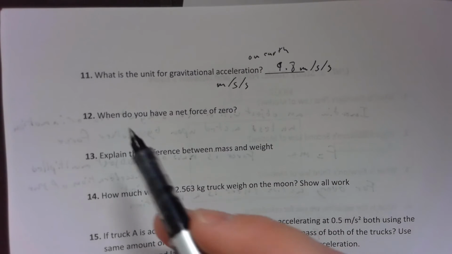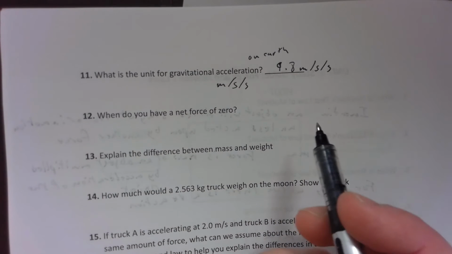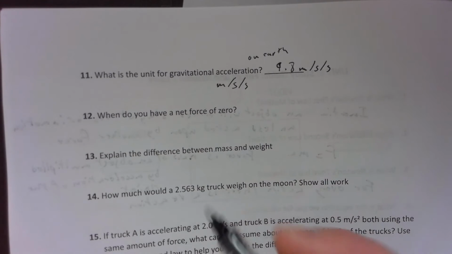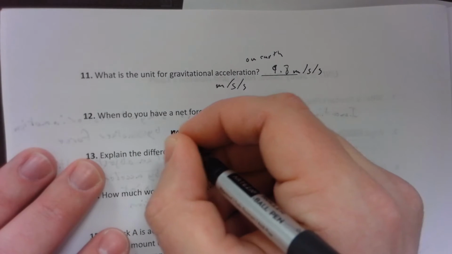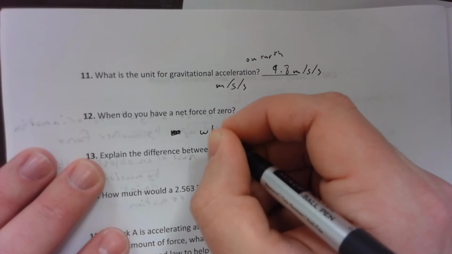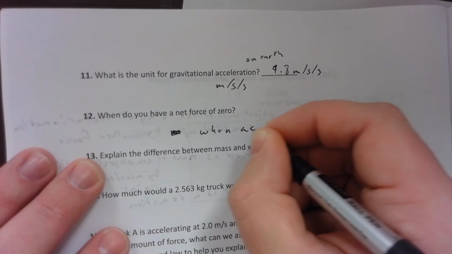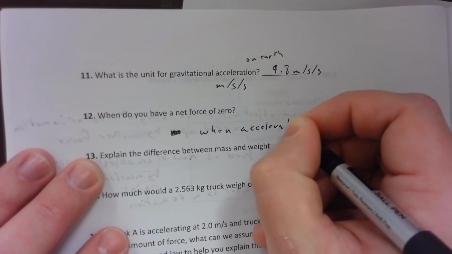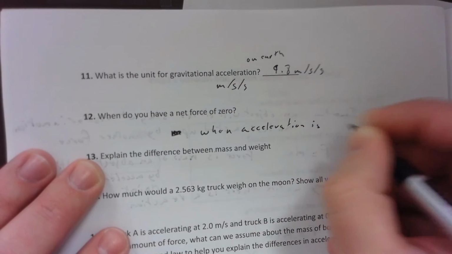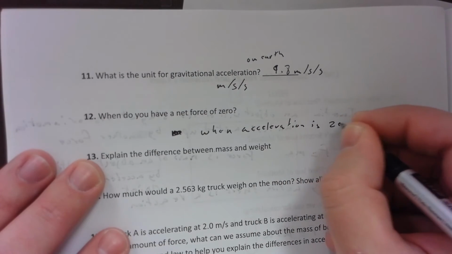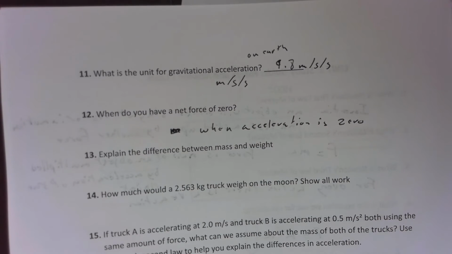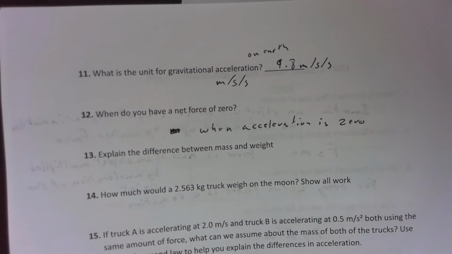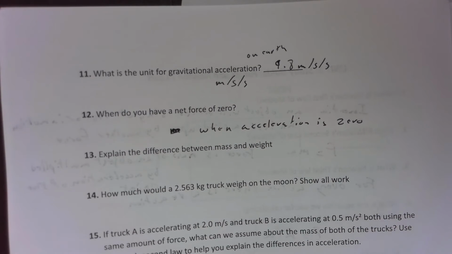When do you have a net force of 0? Well, when your acceleration is 0. Alright. So if you have 0 acceleration, you can't multiply anything for your force, because the force is mass times acceleration. So if there is no acceleration, you have no force. Alright?